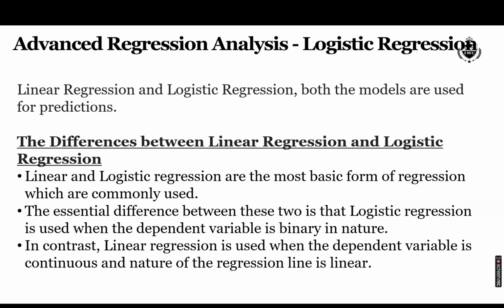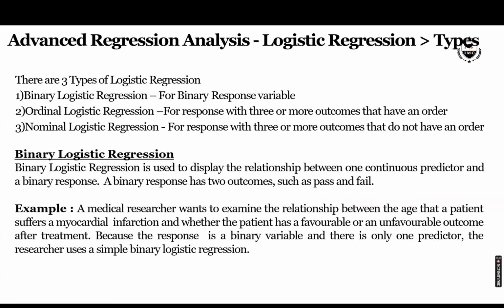There is an advanced regression. Till now we discussed linear regression, simple and multiple linear regression. There is another regression which is called a logistic regression. The difference between logistic regression and linear regression is that in case of a linear regression, the output is always continuous. In case of logistic regression, the output is always discrete. There are three forms of logistic regression: binary, ordinal, and nominal.